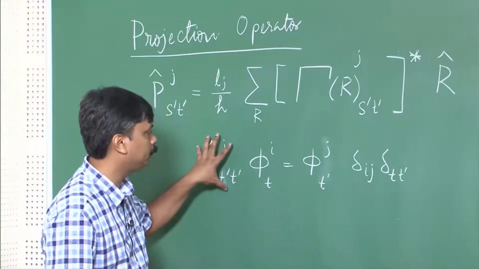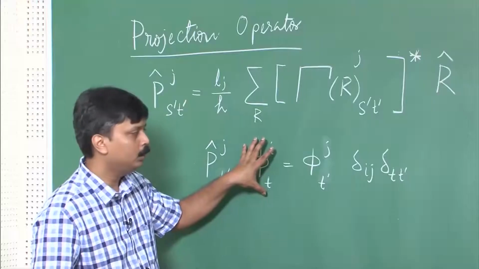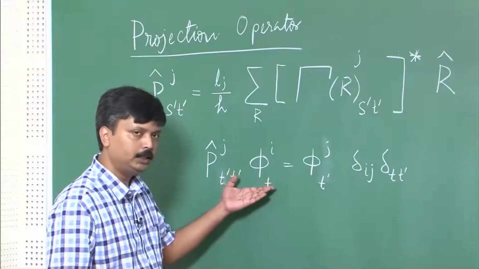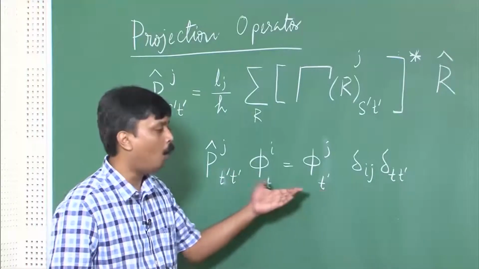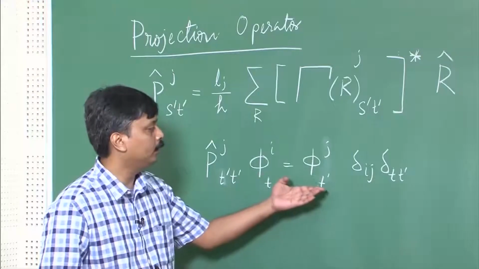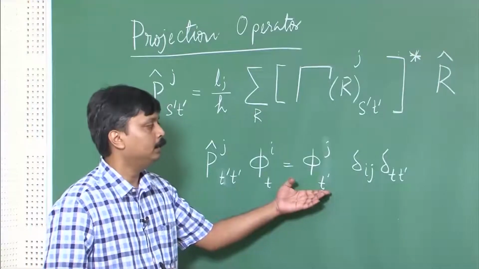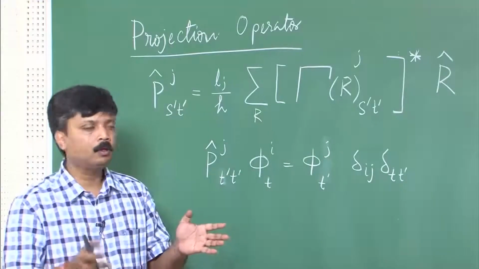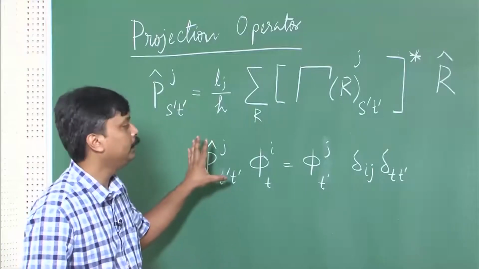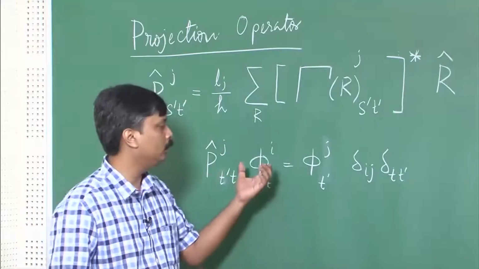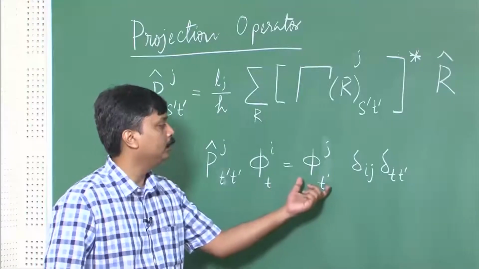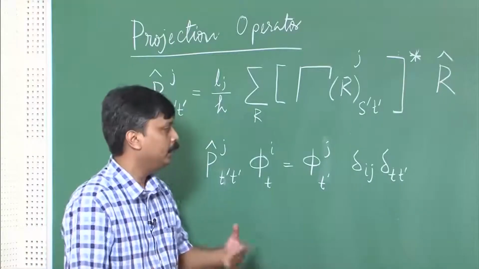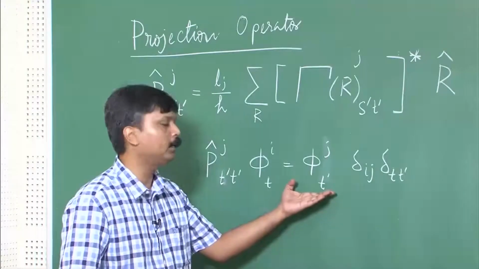If you apply this projection operator onto any arbitrary function belonging to an orthonormal set, then either this function itself will be this one or it will contain this function. In that case, this particular function will be projected out from that set by this projection operator, otherwise this function will be abolished. Or if this function contains this phi t prime and many other functions also, then all the other functions will be abolished and this one only will be projected.